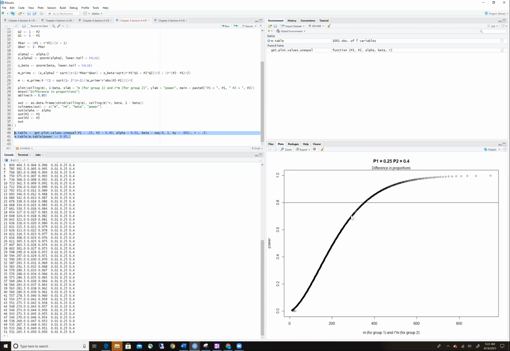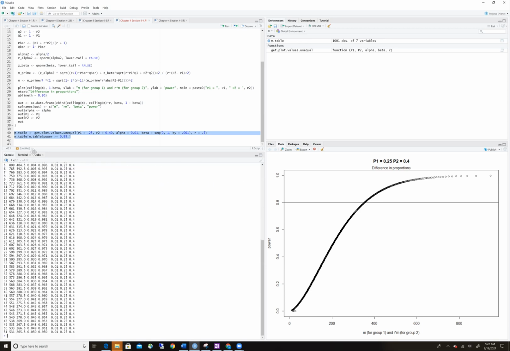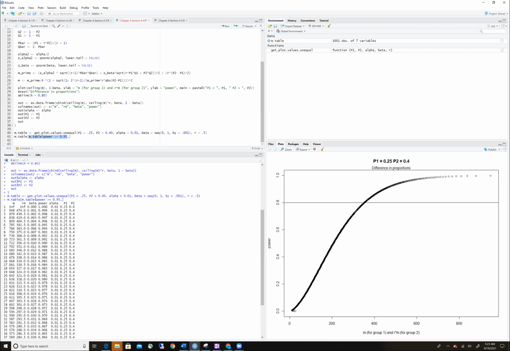And it looks like just under 400 patients for group 1 is going to get us the power of at least 80%. Here we just had the table output any values of the power where we have more than 95% power. And in this case, we can see that it's about 531 patients for group 1. And since R was 0.5, we have 266 patients for group 2. That corresponds to a beta of 0.05, a power of 0.95. Then we have our alpha levels, P1 and P2.